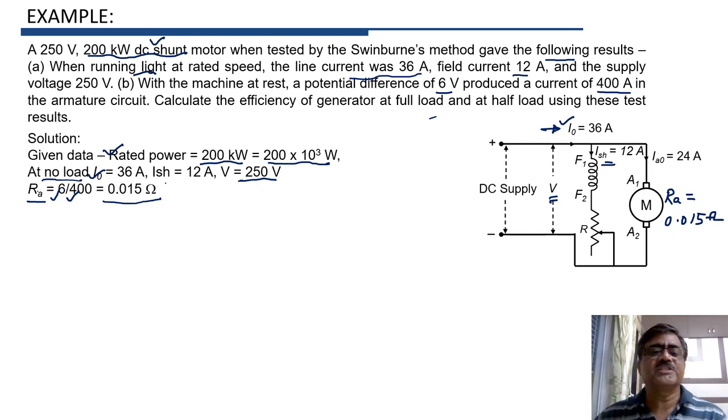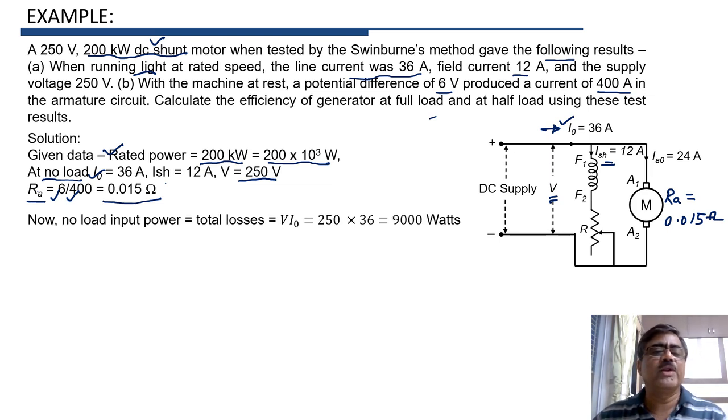With these readings, the first step is to calculate the constant losses, that is W constant. For that, first of all we have to calculate the no load input power, and as studied earlier, no load input power is nothing but total losses, because here output is equal to 0 as the machine is operating at no load. That's why no load input power is equal to total losses, which is equal to V into I0. V is 250 volt and I0 is 36 ampere. If you solve this, input power is equal to 9000 watts.